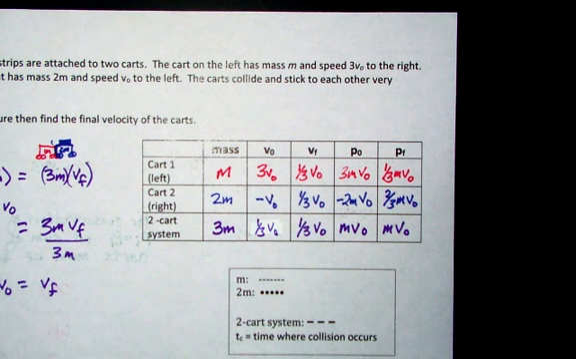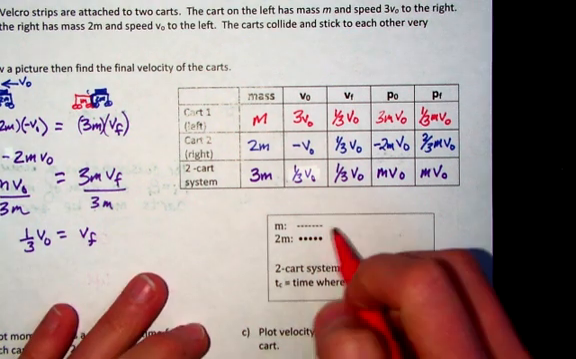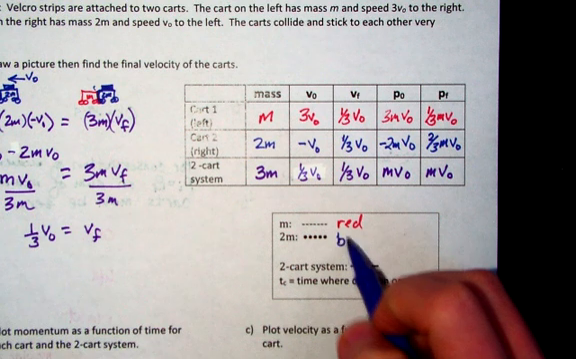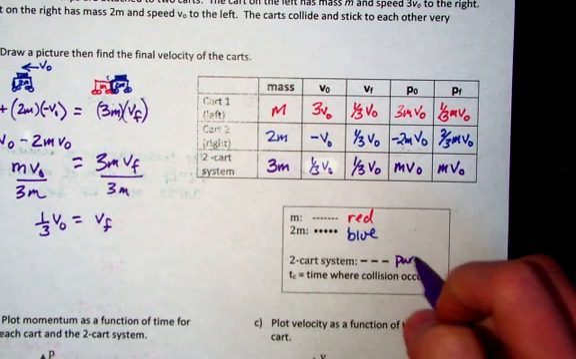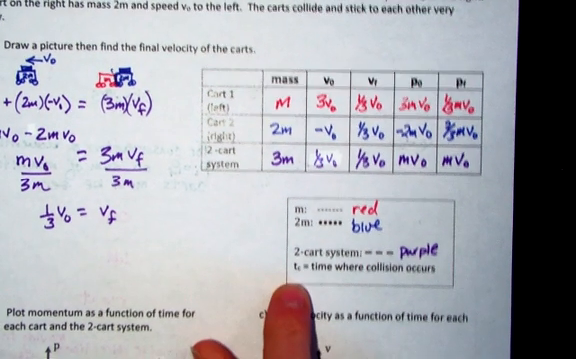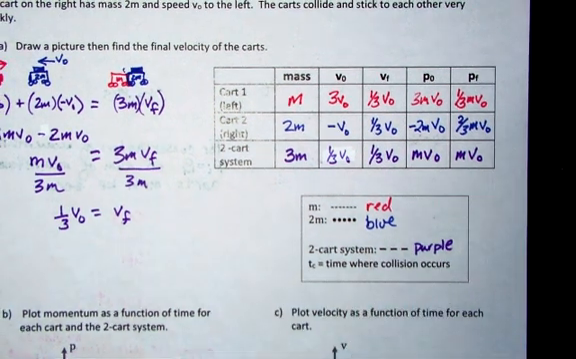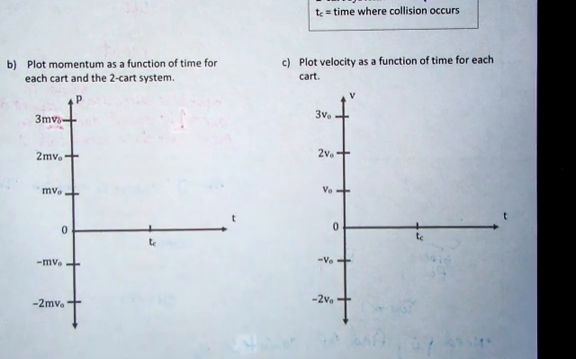All right, and now what we're going to do is graph these. So this is my red cart. And then this is going to be the symbols I use for the blue cart. And then we have our two-cart system, it's going to be purple. On the graph, I have labeled this T subscript C. That's going to be the time where the collision occurs. It's just randomly placed on the graph. So we're going to plot momentum as a function of time for each cart and the two-cart system.